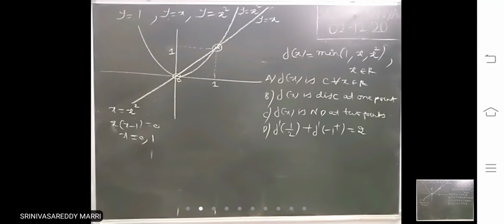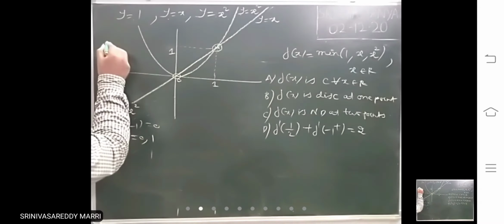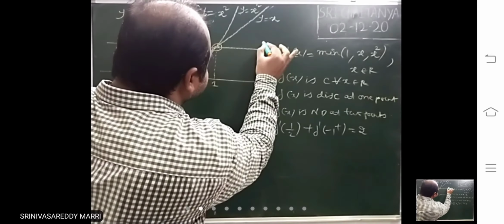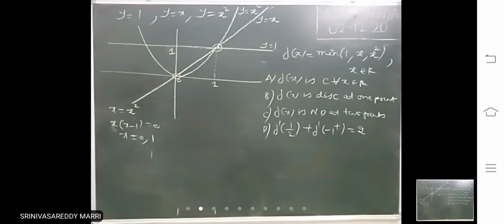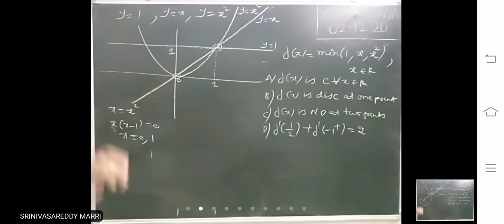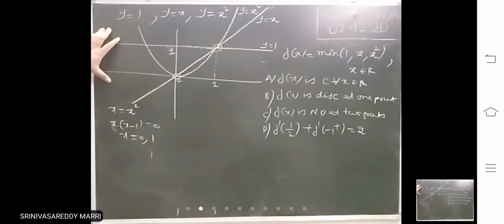Now y equal to 1. Y equal to 1 means what? Parallel to the x-axis. That means this will pass through this intersection point. Y equal to 1. Right? So the common intersection point of all the three curves is this point: x equal to 1, y equal to 1. Like that, three graphs I have drawn.